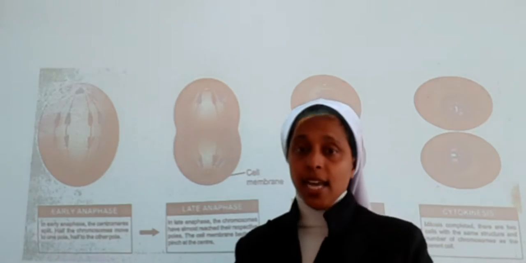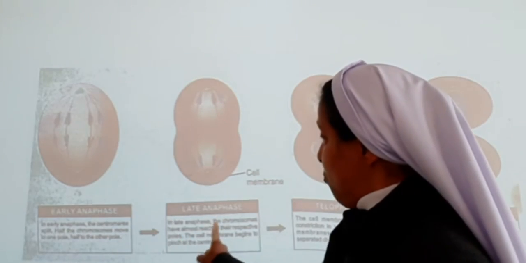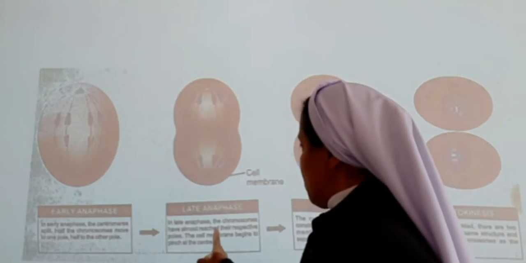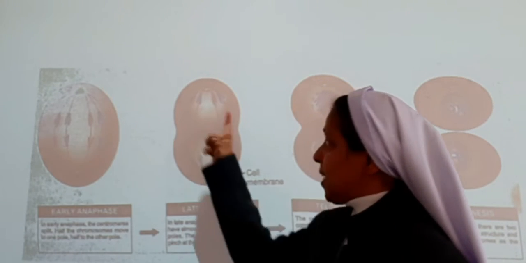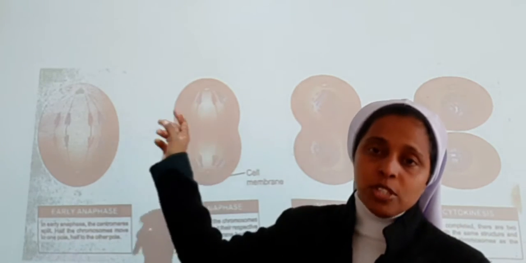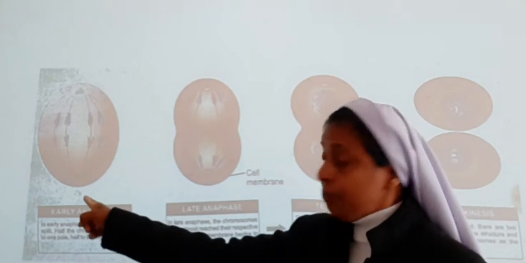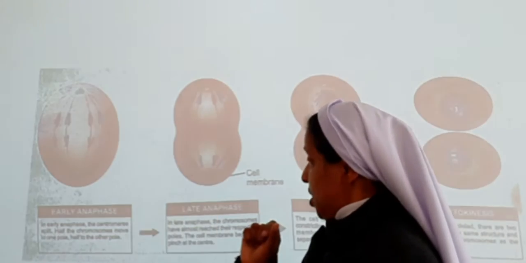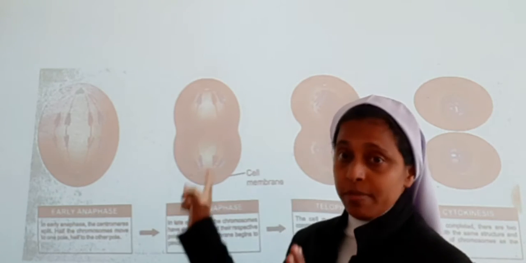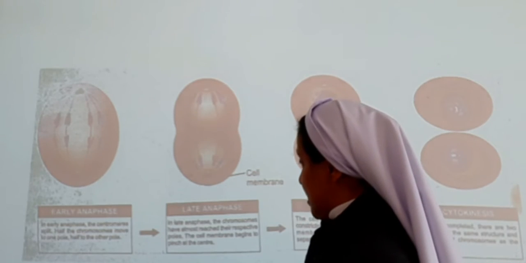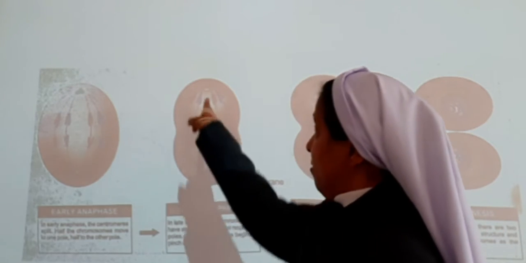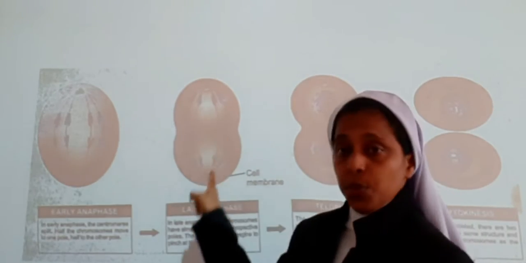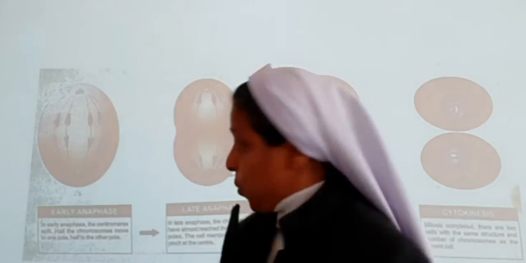The next stage is the late anaphase stage. What is happening in late anaphase? The chromosomes have almost reached their respective poles. In early anaphase, the centromere splits and the chromosomes start to move, and in late anaphase the chromosomes reach their respective poles. The cell membrane begins to pinch at the center. See here, the chromosomes are moving towards the opposite poles. The image is very clear to all of us.